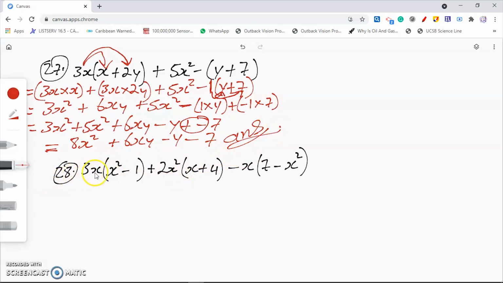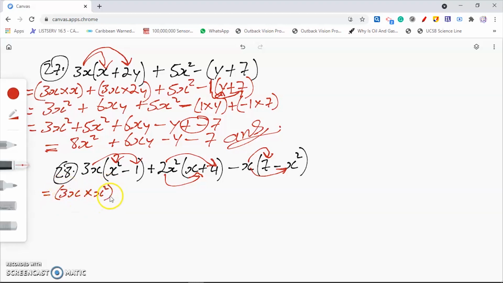Number 28, we have 3x open bracket x squared minus 1. So this times that, and this times that. Plus 2x squared open bracket x plus 4. So this times this, and this times the 4. Minus x open bracket 7 minus x squared. So this times that, and this times this. So let's multiply. So we get 3x times x squared.